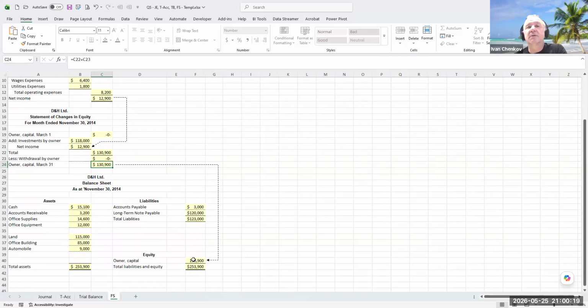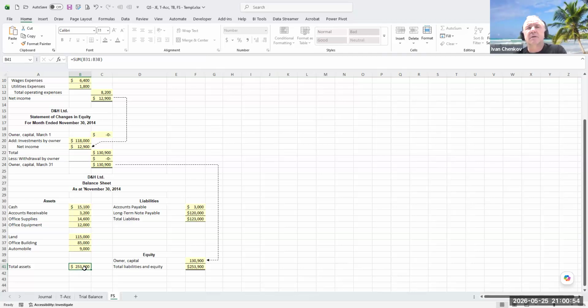Where are those $139,900? Well, there in cash you have 15,100. You have to collect 3,200 from the services that you provided. You have office supplies for 14,600, and you have office equipment for 12,000. Plus, you also have land, building, and automobile. In total, you have assets for 253,900.